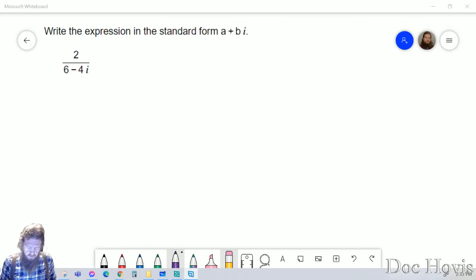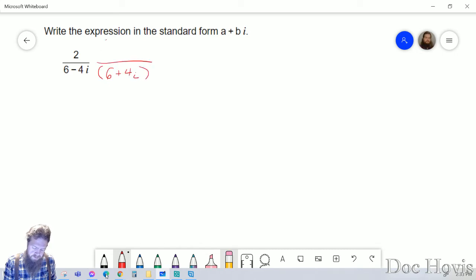Alright, let's try this fun problem. So the goal here is to get rid of I in the denominator. We have 6 minus 4I. We want to not have an I. Just like we can't have a 0 in the denominator, we can't have an I in the denominator. So what we're going to do is multiply the top and the bottom by the opposite of that. So that gets put there, that gets put there. So the opposite of 6 minus 4I is 6 plus 4I.